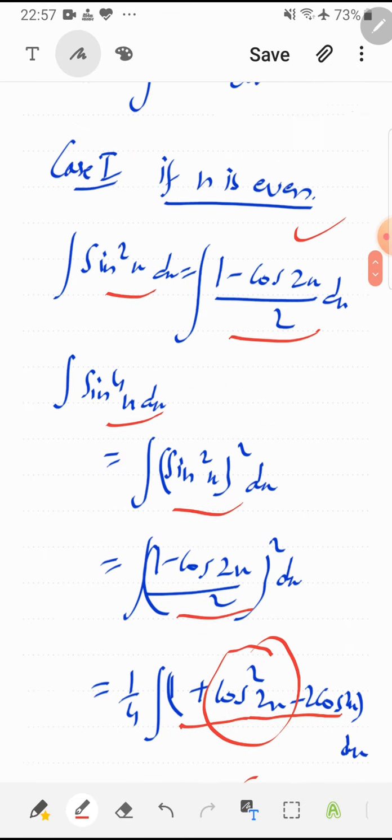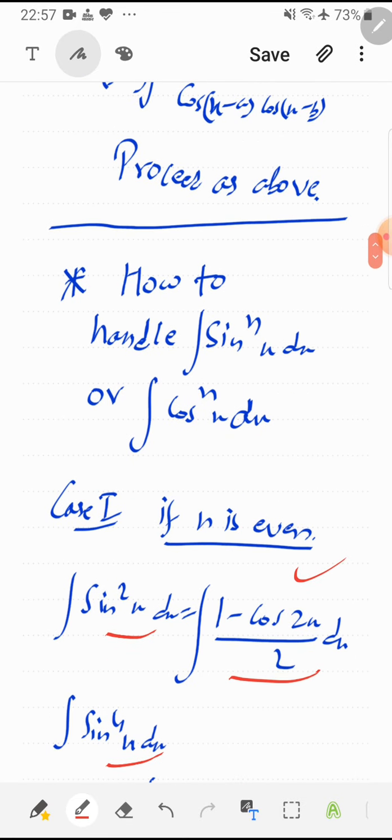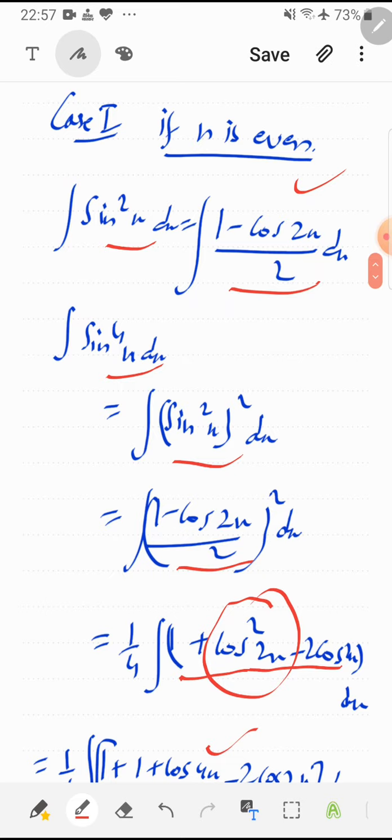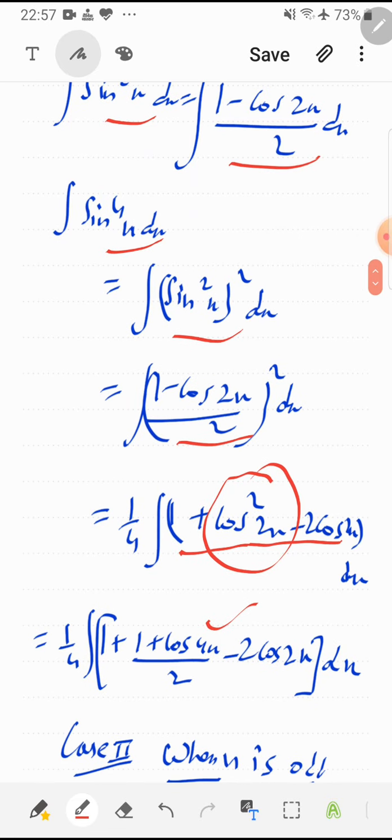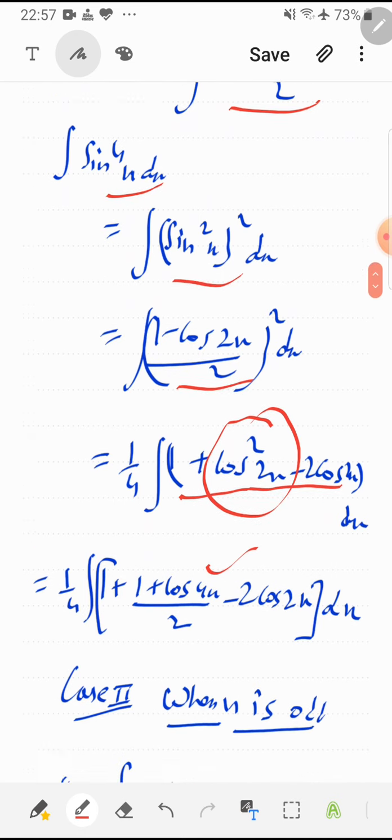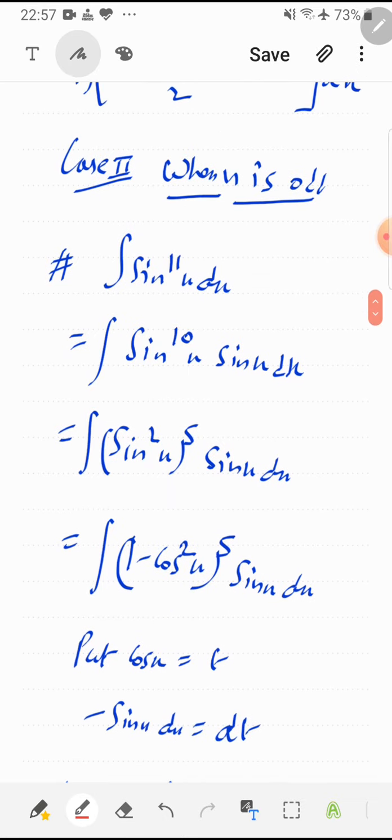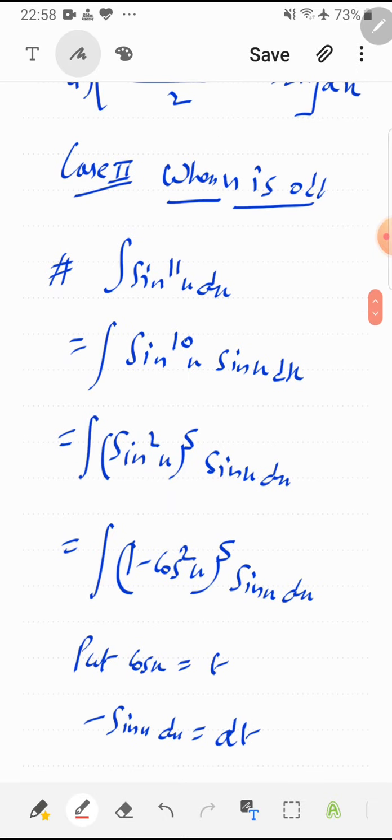So when n is even, we have no option left. Our solution will be a little bit lengthy, but solution is possible. So in exam, maximum sine raised to the power 4 or sometimes sine raised to the power 6 can be given, so we can handle this. But when n is odd, then we can reduce our effort by integration by substitution.